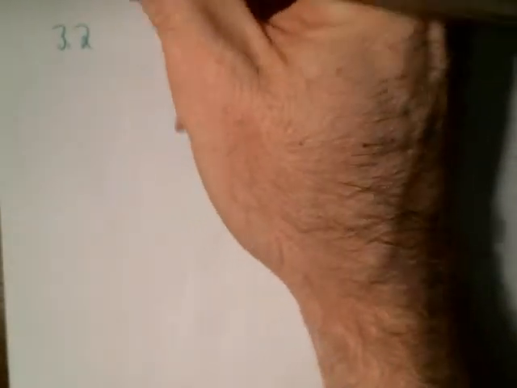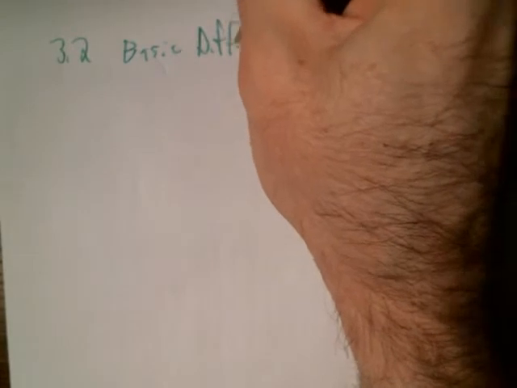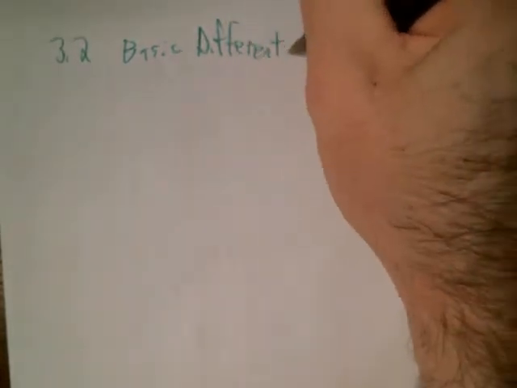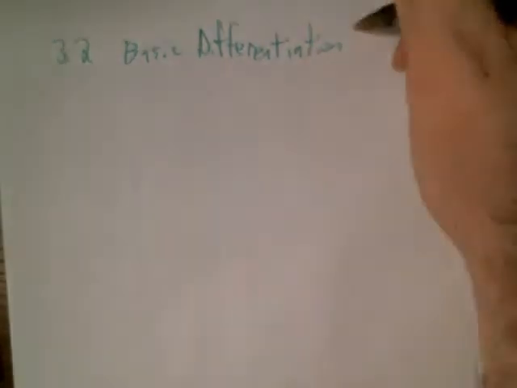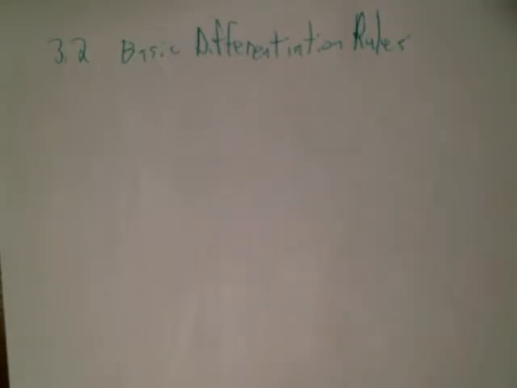Let's make this more official now and go into my notes for this section. 3.2, basic differentiation rules, and then they talk about rates of change. They're probably going to talk about velocity and stuff. Let's see, basic differentiation rules, and some other stuff. The first one is the constant rule.